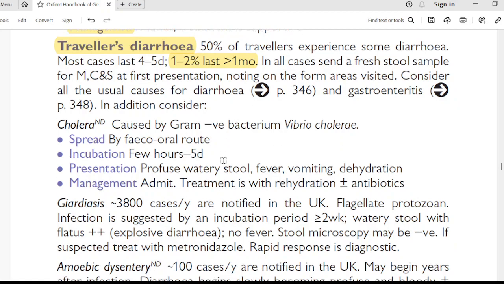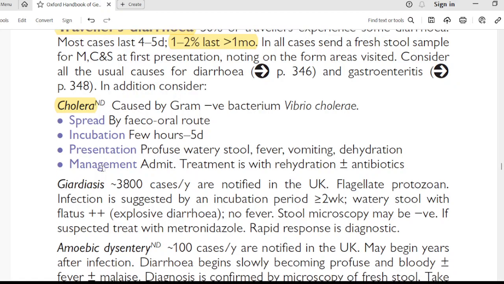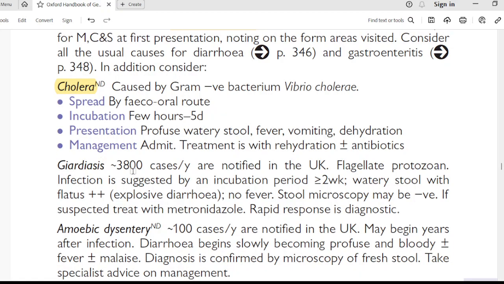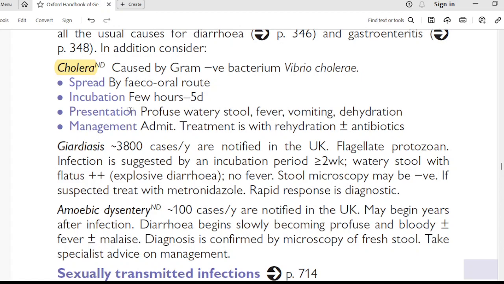In addition, consider cholera, caused by the gram-negative bacterium Vibrio cholerae, spread by the fecal-oral route. Incubation is a few hours to 5 days. Presentation: profuse watery stool, fever, vomiting, dehydration. Management: admit. Treatment is with rehydration plus antibiotics.